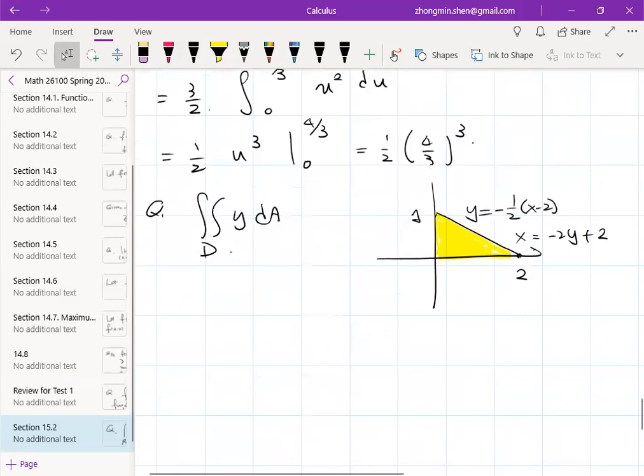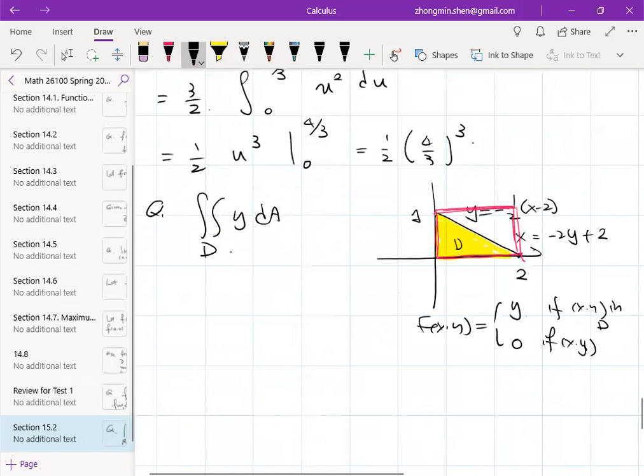So this time, this is D, right? Now, R could be like that, right? Yeah, this could be the rectangle. So this will be that. And the capital F of xy, right? Capital F of xy is going to be y if xy is in D, otherwise it is going to be 0. It is outside D.